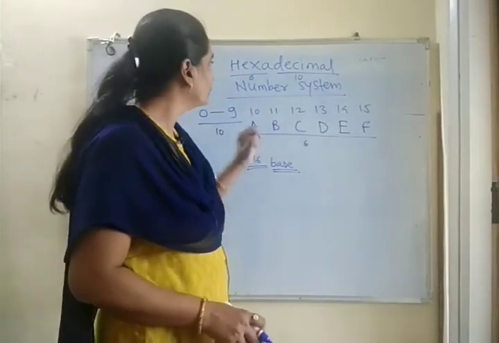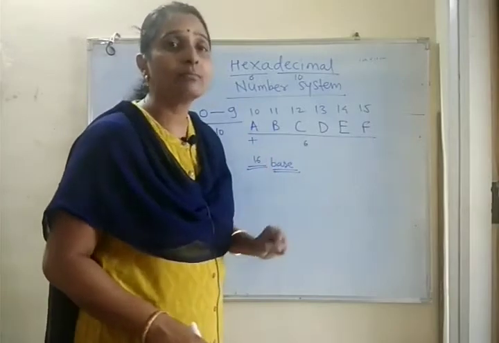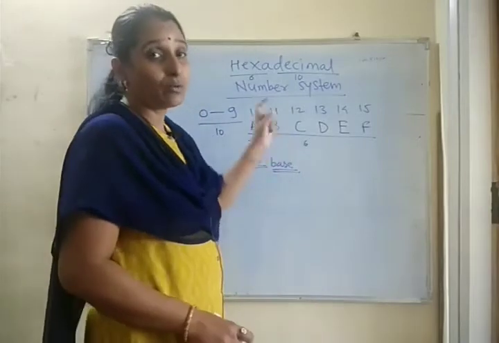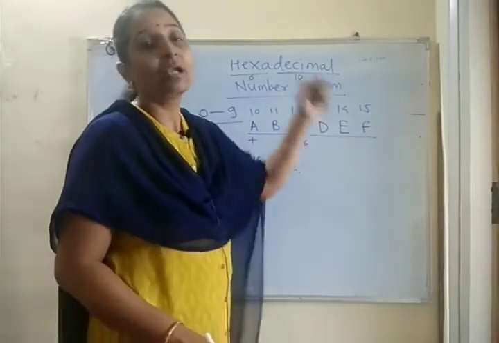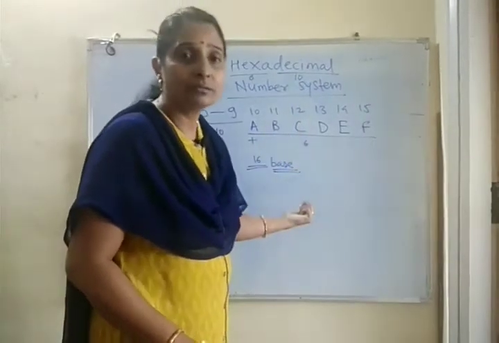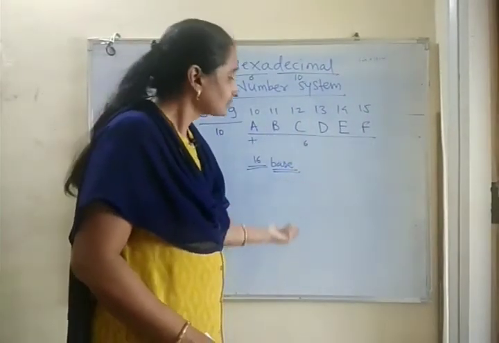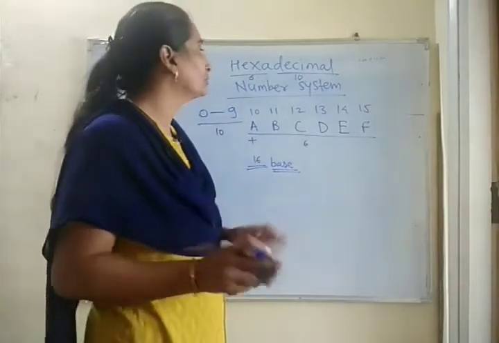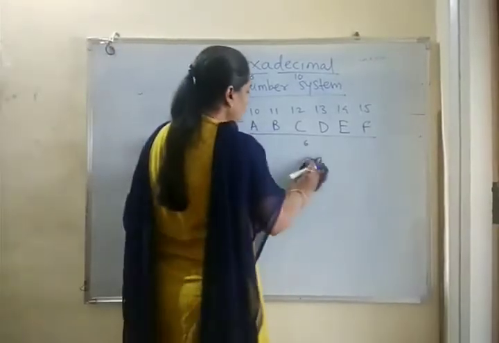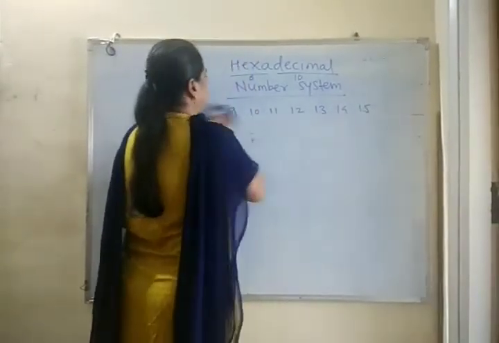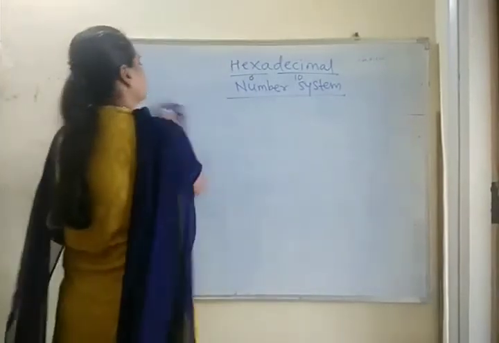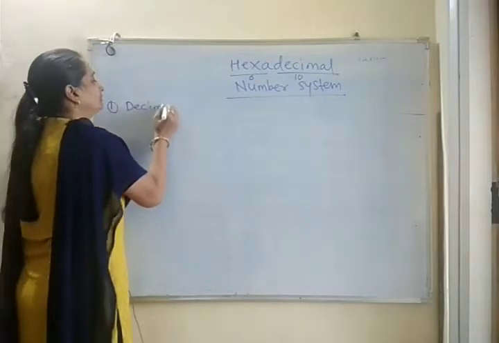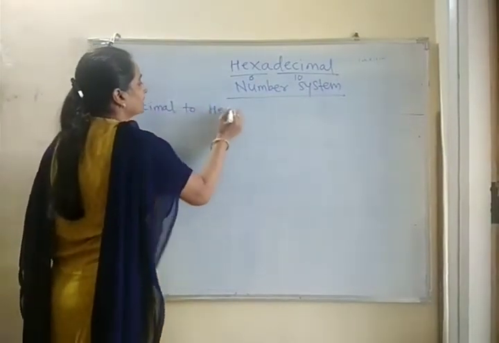That's why we have to know what is the hexadecimal number system, how every decimal number will be represented in hexadecimal, how a hexadecimal number will be represented in binary, how a binary number will be represented again in hexadecimal, and how hexadecimal will be converted into decimal. So all these conversions we have to know one by one. So remember these things. Now the first conversion is decimal to hexadecimal number system.